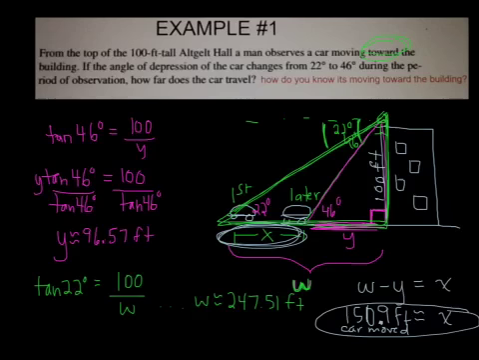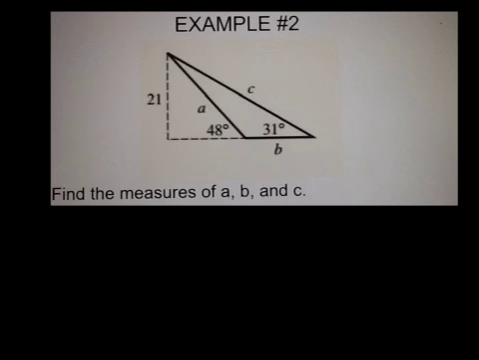On to example 2. In this example, we have a non-right triangle. It's an obtuse triangle that I'm seeing here.